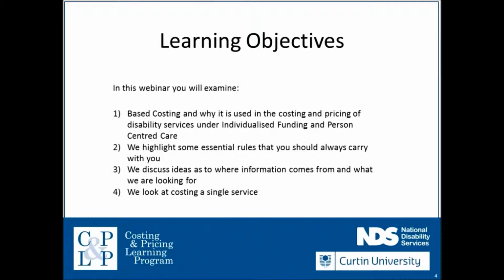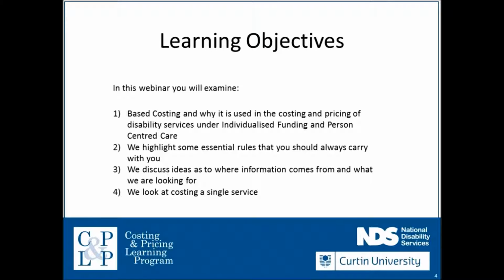Moving on then, the learning objectives of this webinar are fairly important for anyone who has not come across costing and pricing before or that might have worked in the sector for a long time and need a refresher on costing and pricing. Therefore, our webinar targets chief financial officers, finance personnel, and also board members and others who might be interested in costing and pricing from a broader governance or strategic perspective.